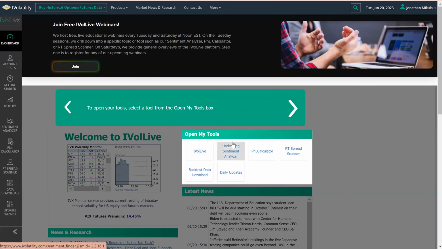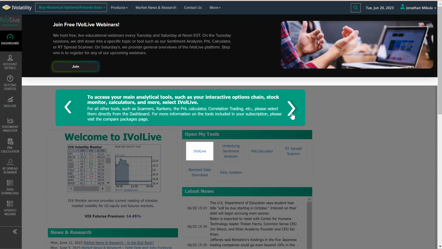In these Tuesday sessions, we choose a specific tool and do a deeper dive. Today we're going to be focused on the real-time spread scanner. In future sessions, we'll do the P&L calculator, the underlying sentiment analyzer, which is one of my favorite tools, as well as backtest data download. As an IVolLive user, you have this treasure trove of data available to you. So it's all about how you harness that to find actual trades you can make to make profits.